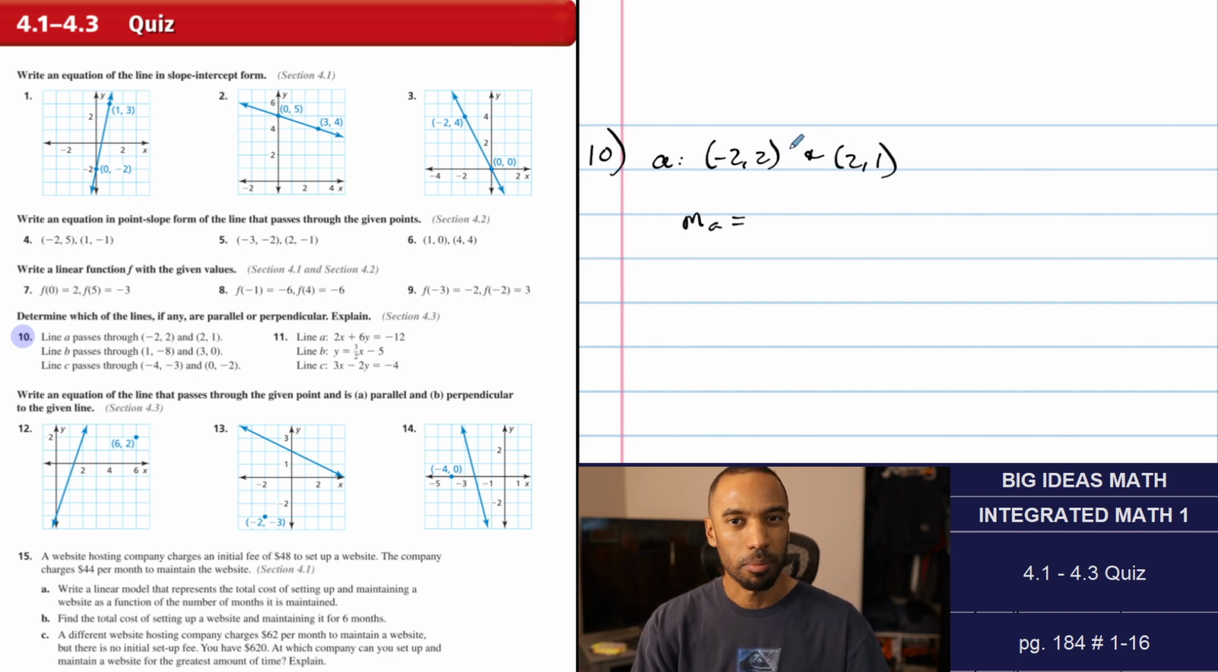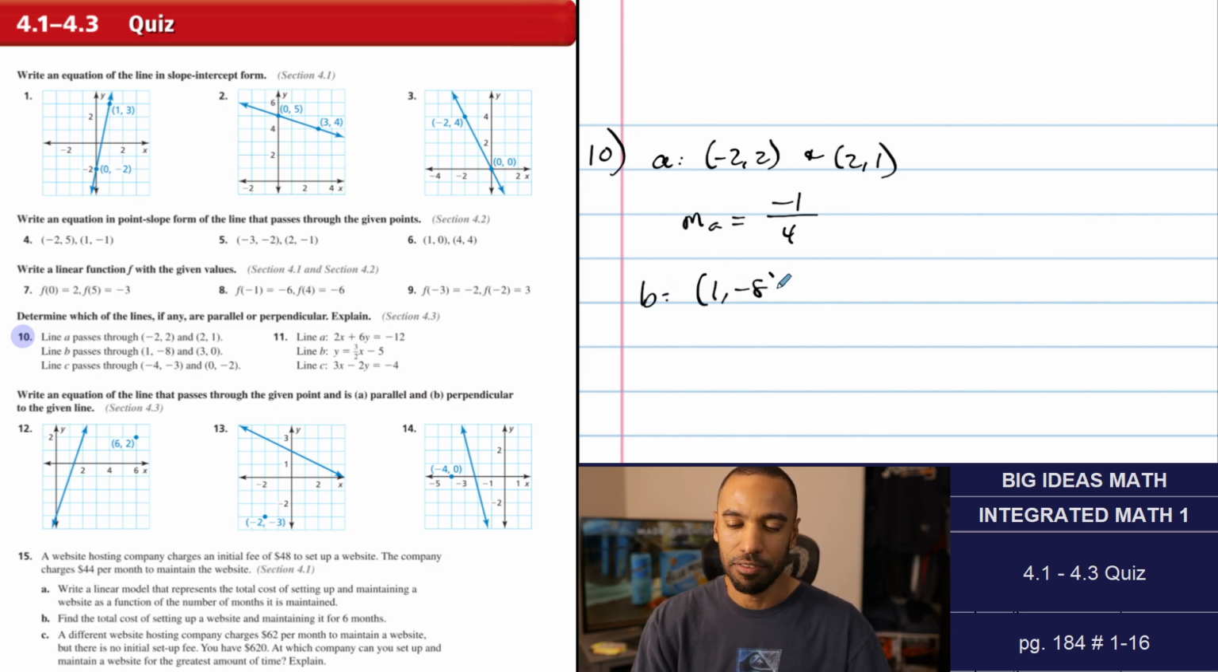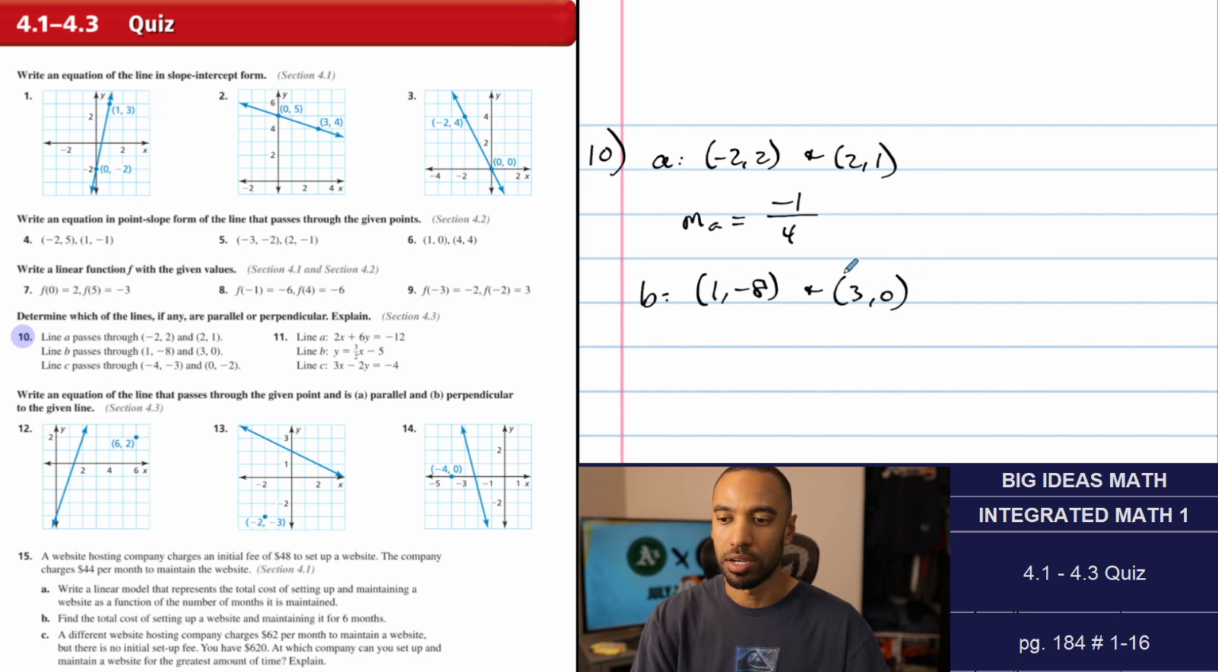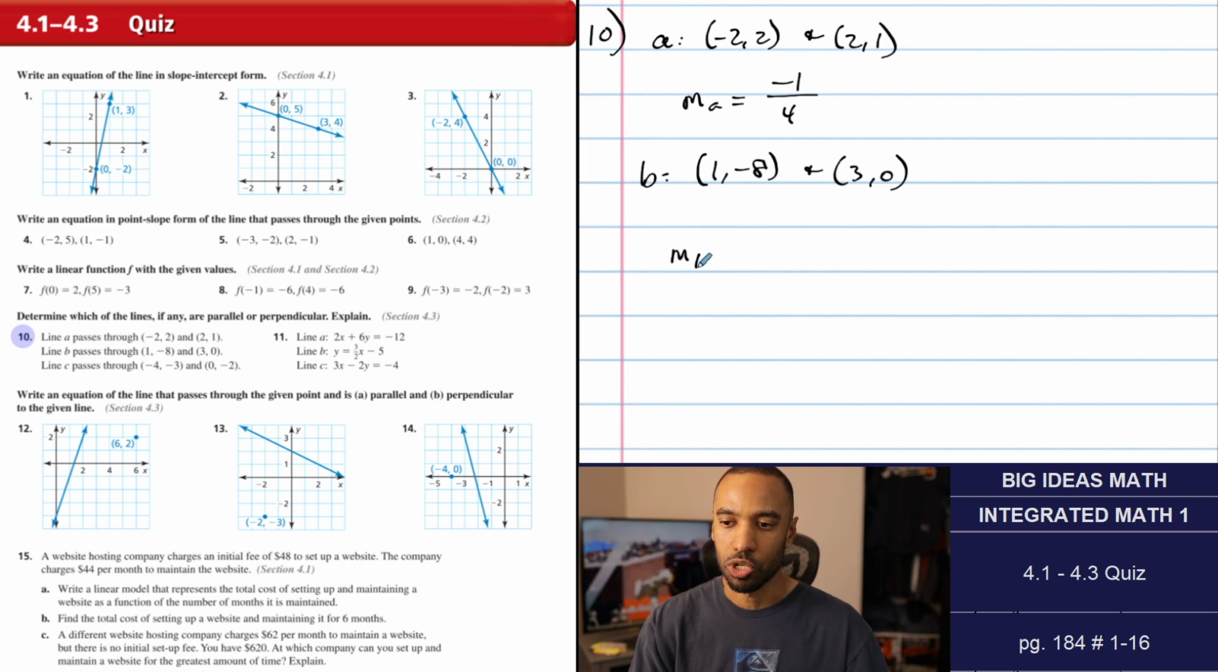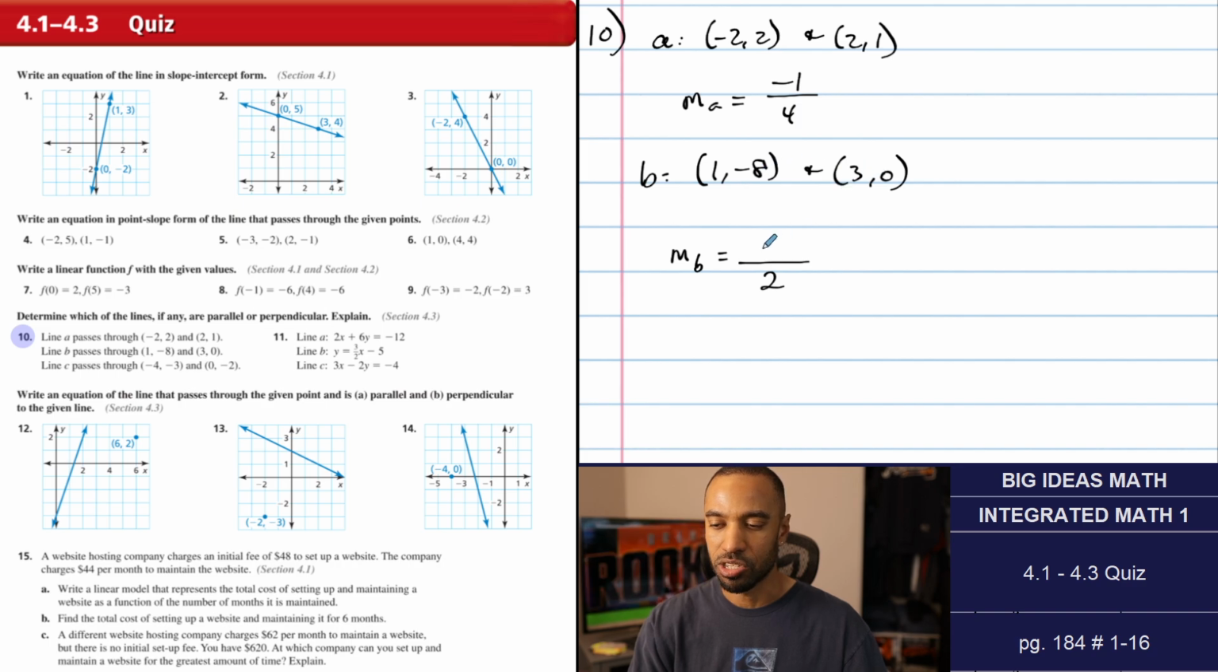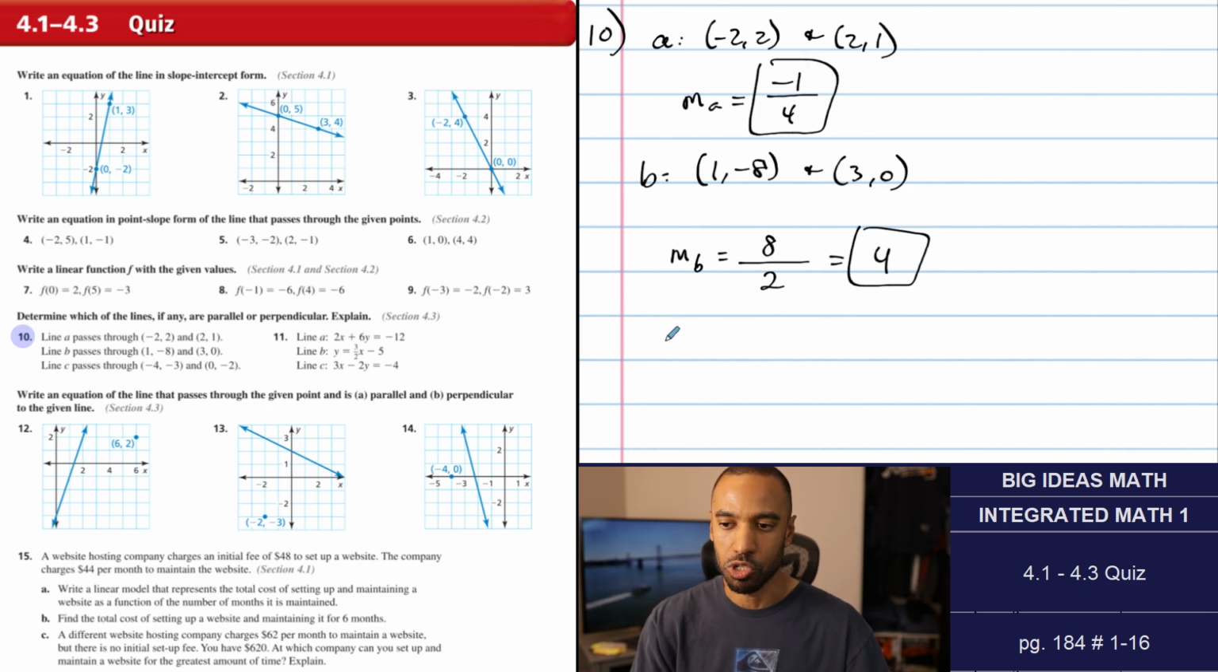I'm going to go kind of quicker on my slope calculations, though. From 2 to 1 is a fall of 1. From -2 to 2 is a run of 4. So that's the slope of line A. On line B, we go from 1, -8 to 3, 0. So from 1 to 3 on x, that's your run. Your run is 2. From -8 to 0, that is a climb. We are rising 8, and 8 over 2 is 4. So we have -1/4 here, 4 here. These aren't answers, by the way. This is just us getting to slopes to compare.